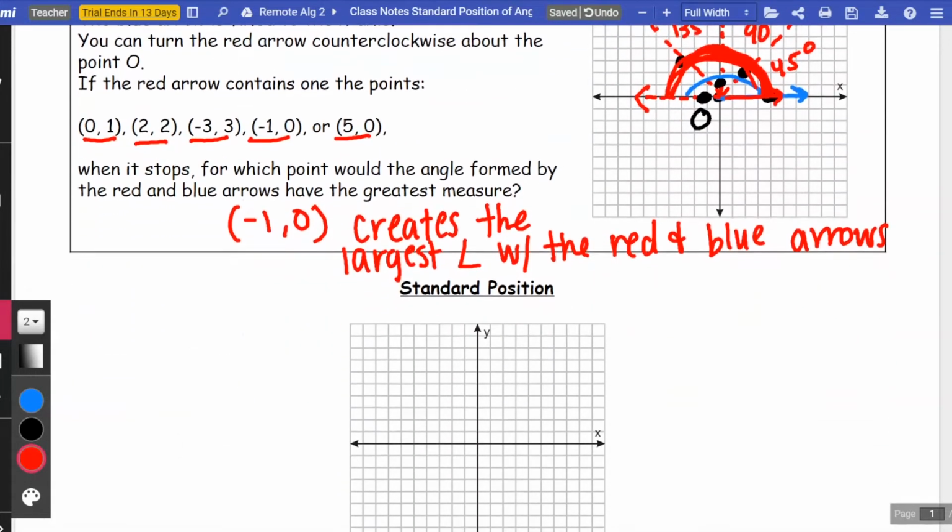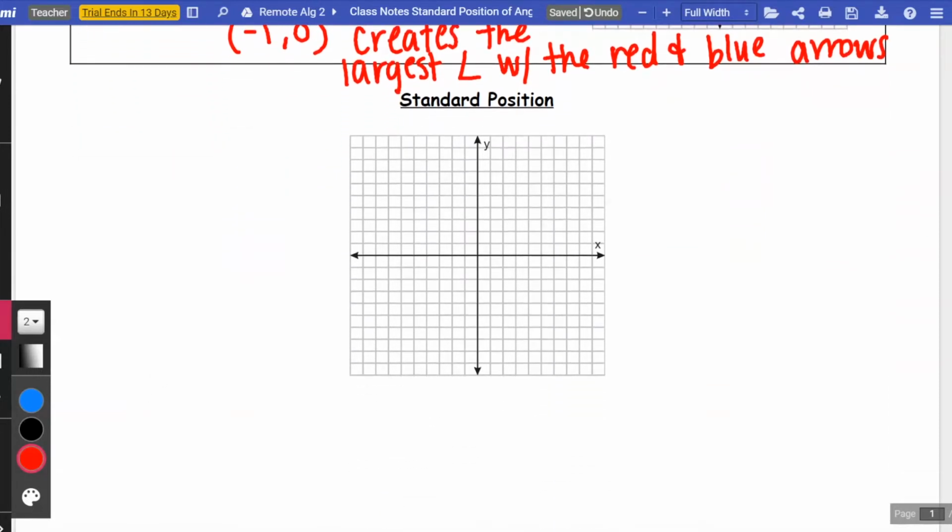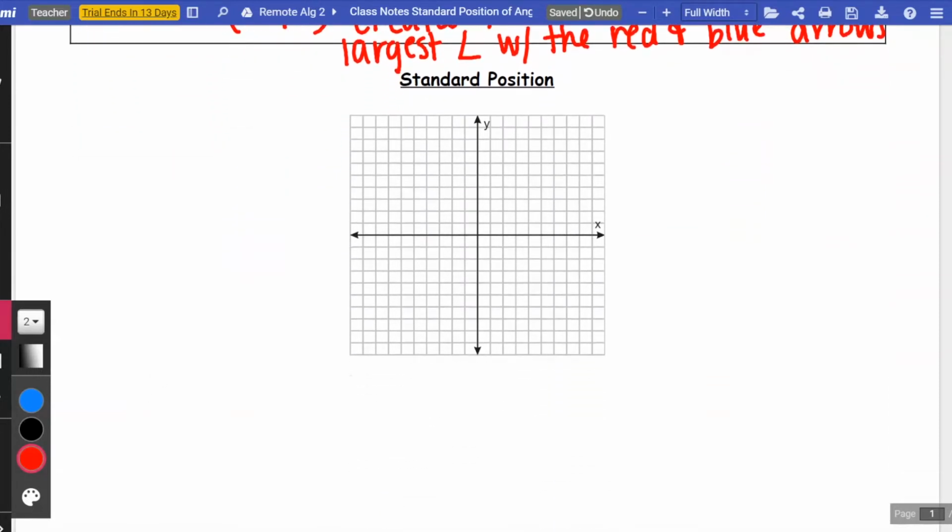All right, so let's start talking about some key terms. We're going to have a bunch of key terms that we're going to talk about today: standard position, initial side, terminal side, measure of the angle, positive angle, and negative angle. And we're going to talk about them as they relate to an angle that's created on the coordinate plane.